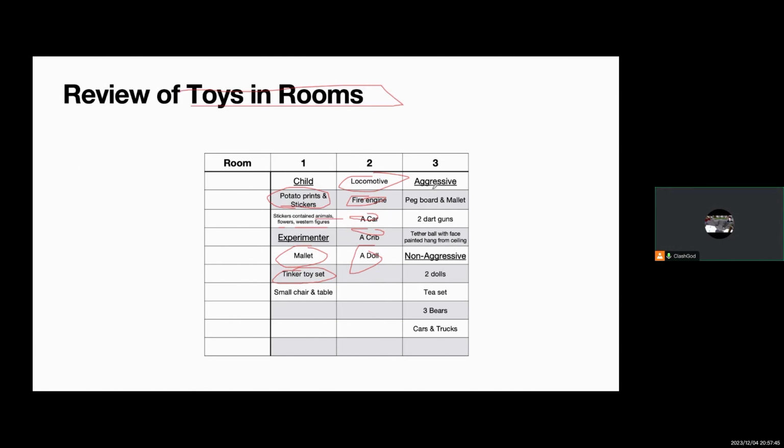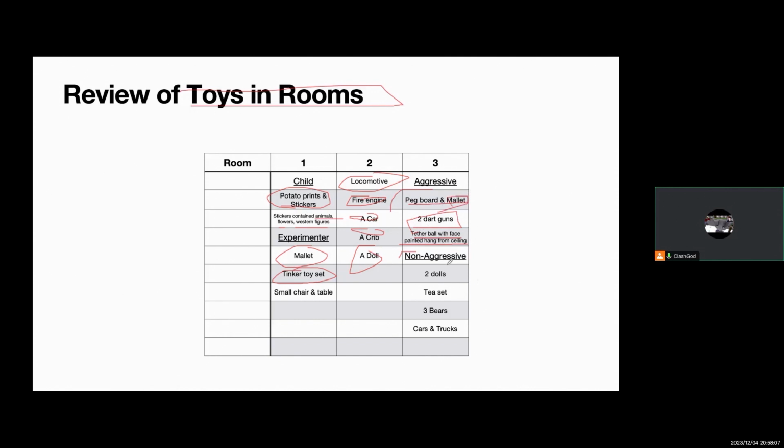In room 3, there are aggressive toys and non-aggressive toys. Just like in room 1, there's a child and experimenter, different toys. For the aggressive toys, there are 2 dart guns. This is easy to memorize. There's also a tetherball with face painted hanging from the ceiling. And there's a pegboard and a mallet. And this mallet is easy to memorize as well since you need it to hit the bubble doll with.